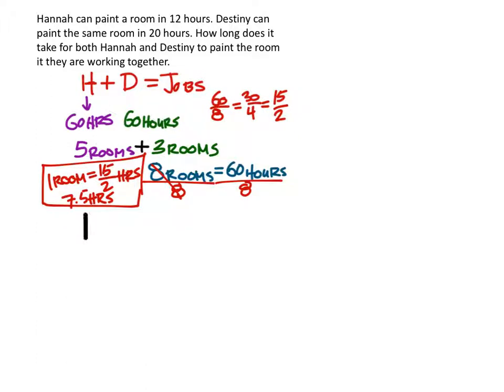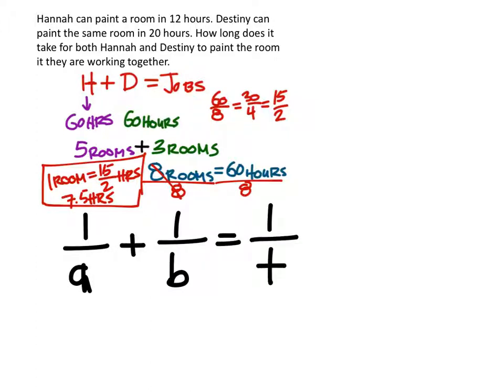So the formula I use, right, 1 over A, that's the first person, how long it takes them to do the room. And then B is the second person, and this would be 1 over the amount of time it takes them to do the job right here, right? In this case, we know A, and we'll just say that that's Hannah's work. Hannah can paint the room in 12 hours. And B, we'll say that's Destiny, can paint the room in 20 hours. So this is our equation, and all we need to do is solve for T, and we would be done, okay?